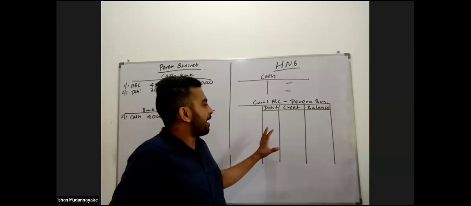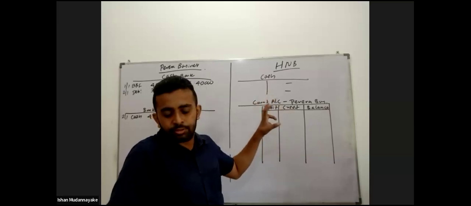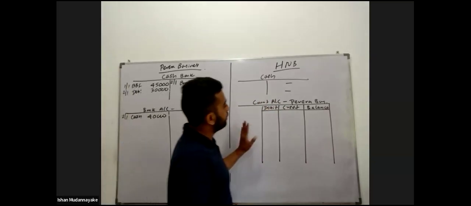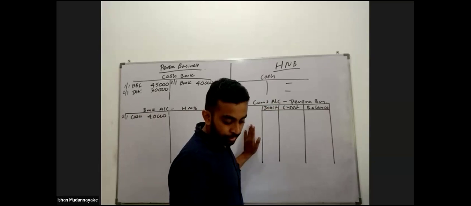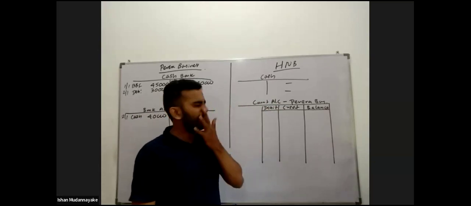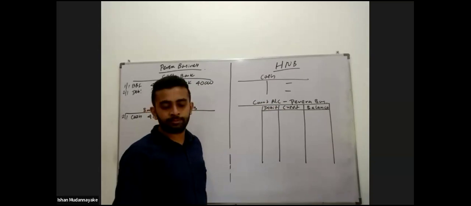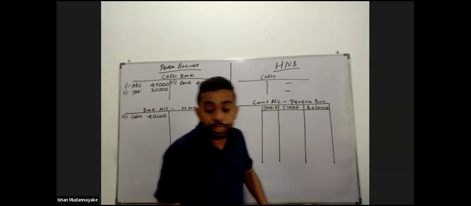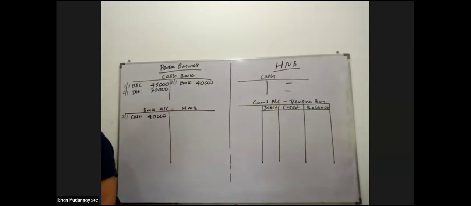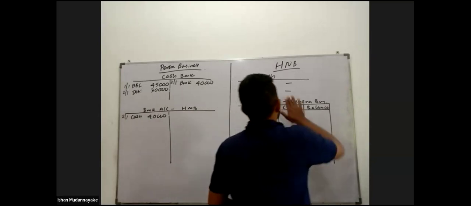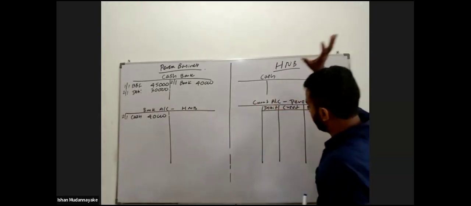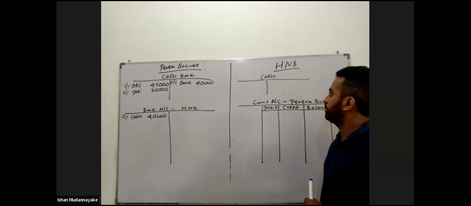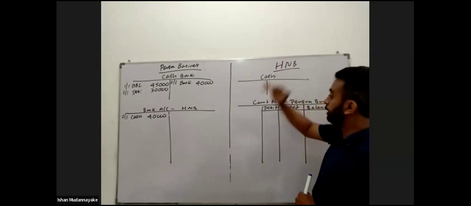So the HNB bank received cash from Pereira. Pereira deposited 40,000 in HNB bank to open a current account. Then how to pass double entries for HNB bank? 40,000 received to the HNB bank. HNB bank is a business.